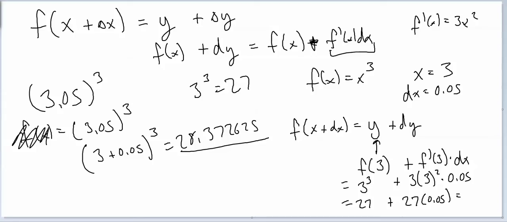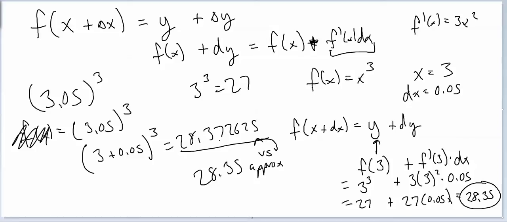And let's just see what that comes out to be. So if I take 27 times 0.05 on my calculator, I get 1.35. So this fully comes out to 28.35. That's the differential approximation. Look at that, 28.35, which is the approximation, versus the actual value, 28.37. It's off by 2/100ths. Not that big of a deal, all right?